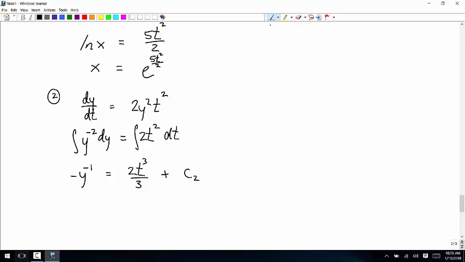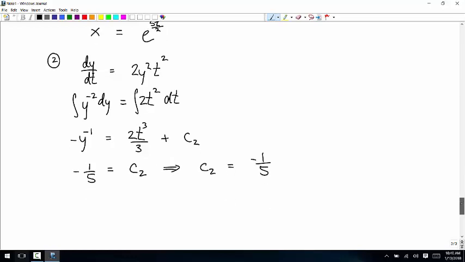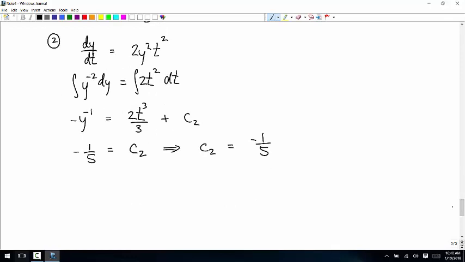The relevant boundary condition for that is when t is equal to 0, y is equal to 5. So negative 1/5 is equal to c2. And so our relationship says negative y to the negative 1 is equal to 2t cubed over 3 minus 1/5.